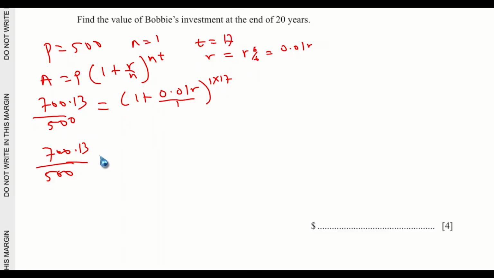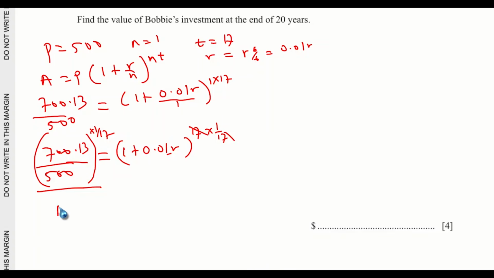Okay, so then here I have 1 plus 0.01r, to the power of 17. I don't want this 17 to be here because I need to make r the subject of formula. To do so, I have to multiply the powers by 1/17. So I'll make this a whole, then multiply by 1/17, so that this will cancel this. So this particular one now is the same as this.